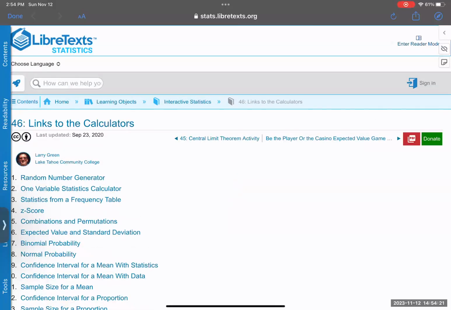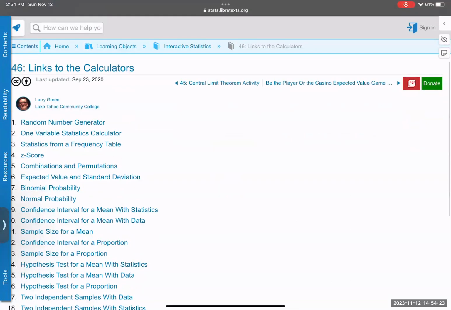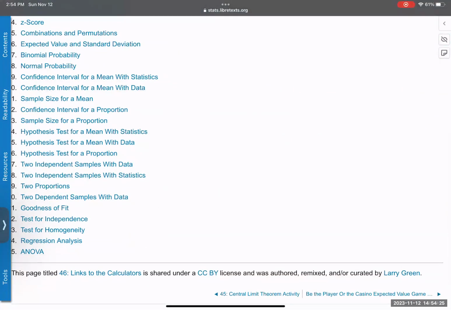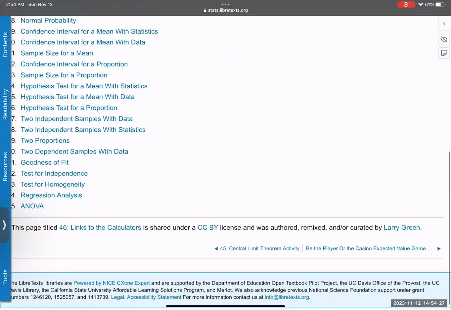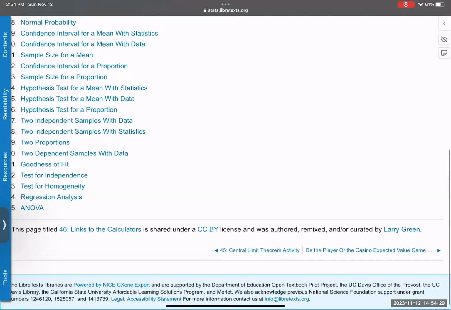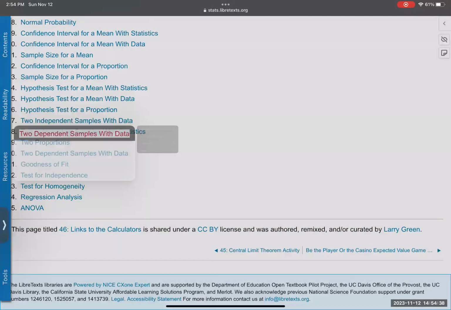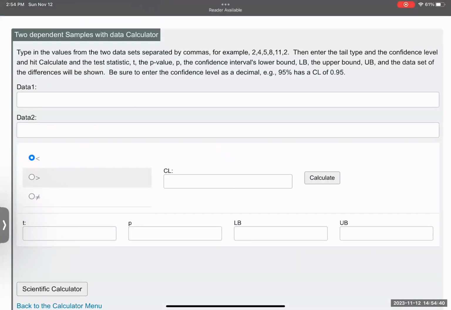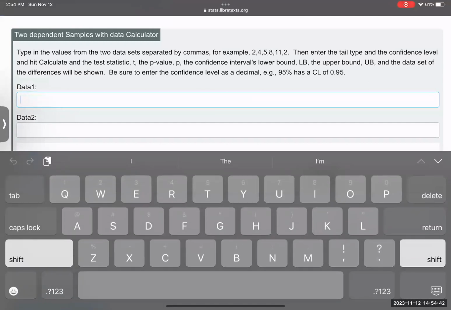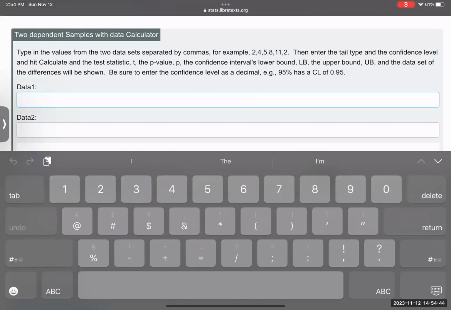Before we had hypothesis test for a mean, a proportion, and then we had 2 independent samples with data, 2 independent samples with statistics, 2 proportions. Now we are on the matched pairs, right? These are the dependent samples with data. We want the dependent samples.